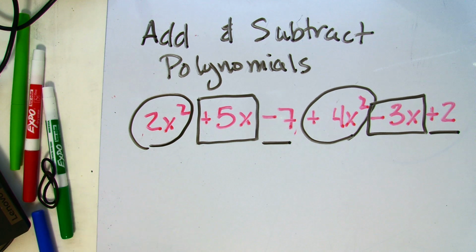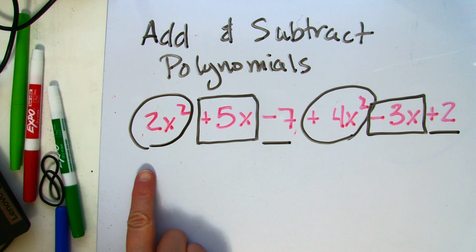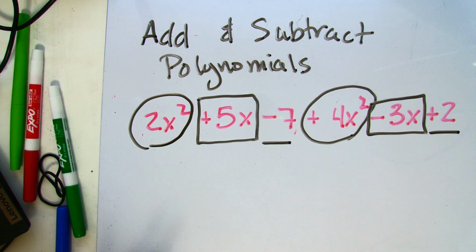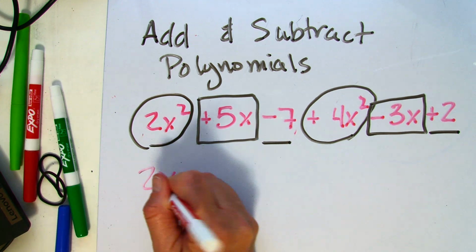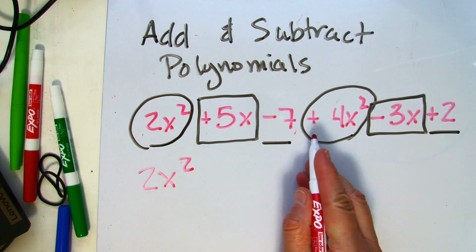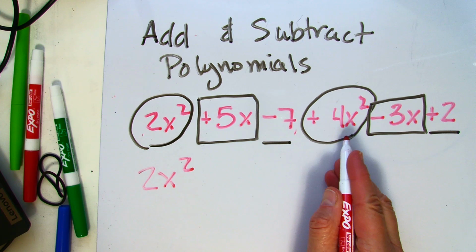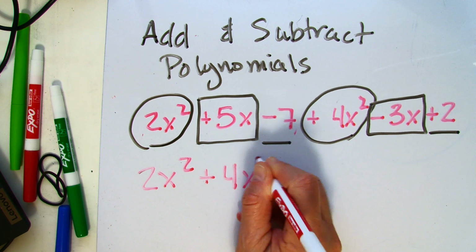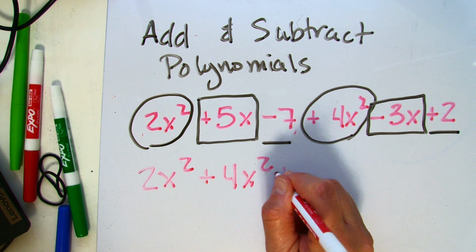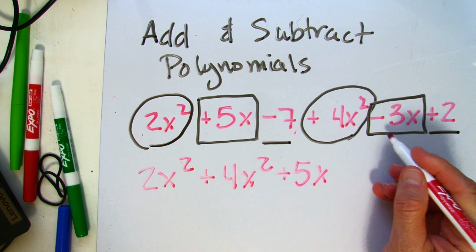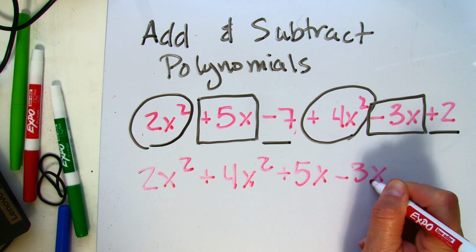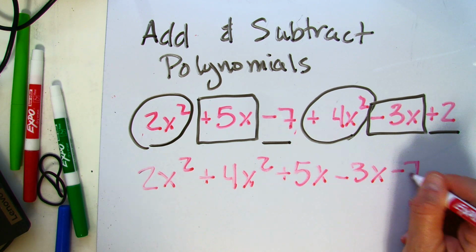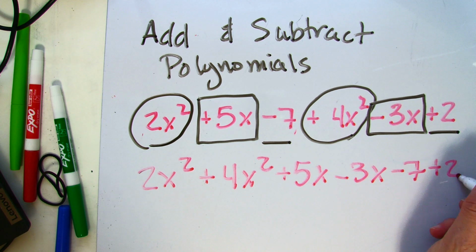Now I drew different shapes, but you could use different colored pencils or markers to help you, or you could just rewrite them. Now if I were to rewrite them, it would look like this: 2x squared, and I'm going to include that sign in front of the next term, so that makes it a plus 4x squared, and then plus 5x minus 3x minus 7 and plus 2.